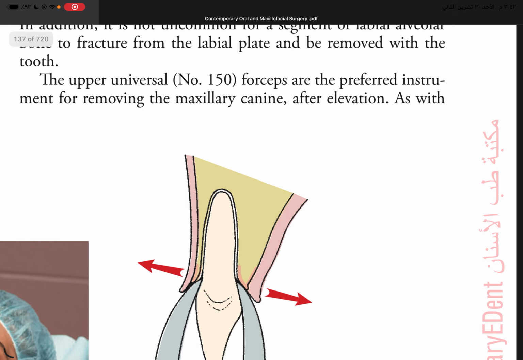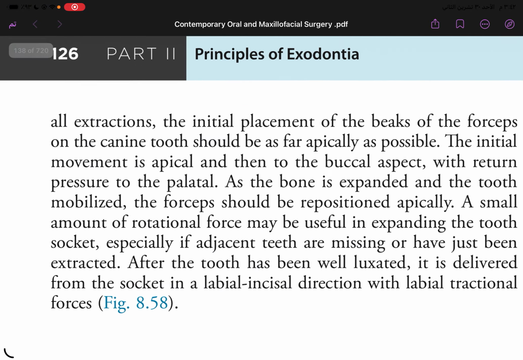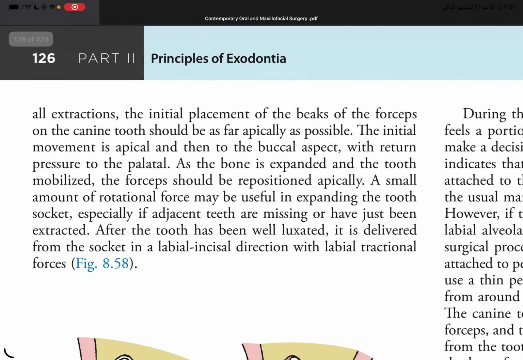The upper universal number 150 forceps are the preferred instruments for removing the maxillary canine after elevation. As with all extractions, the initial placement of the beaks of the forceps on the canine tooth should be as far apically as possible. دائما الحركة الأولى apically. The initial movement is apical and then to the buccal aspect, with return pressure to the palatal as the bone is expanded.